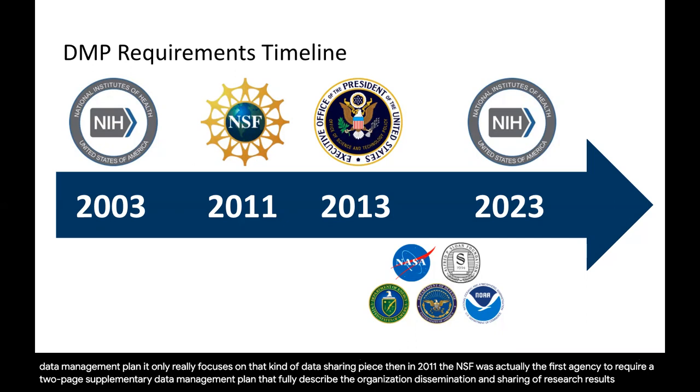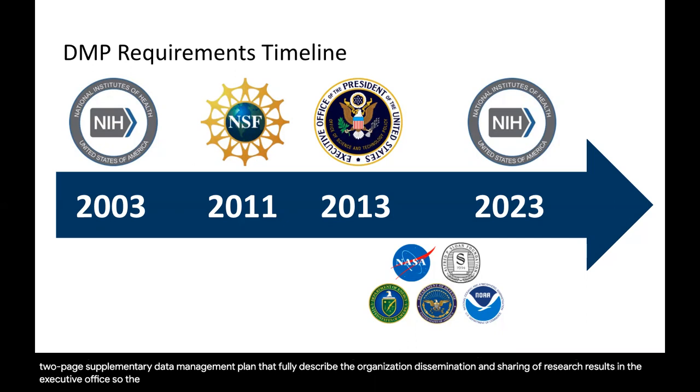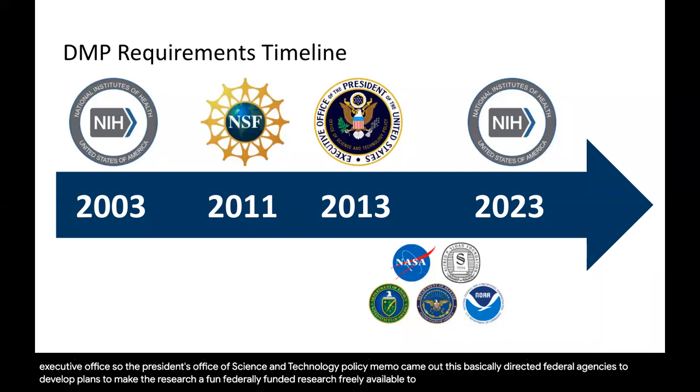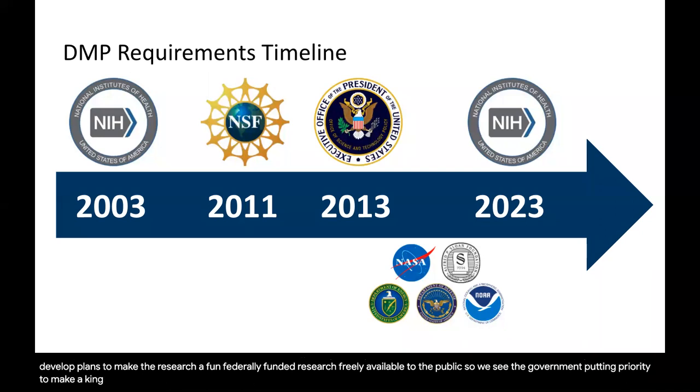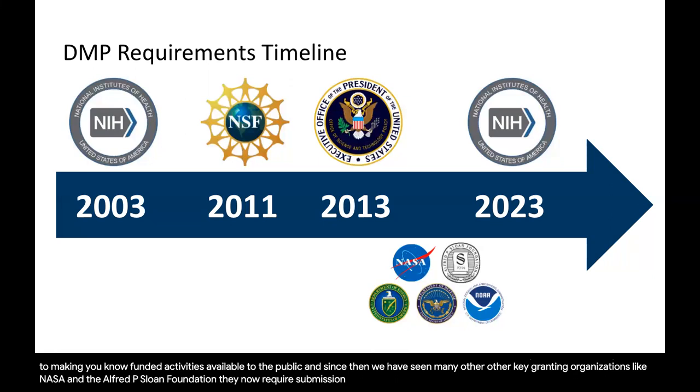In 2013, the Executive Office of the President's Office of Science and Technology Policy memo came out. This basically directed federal agencies to develop plans to make the research of federally funded research freely available to the public. So we see the government putting a priority to making funded activities available to the public. And since then, we have seen many other key granting organizations like NASA and the Alfred P. Sloan Foundation. They now require submitters to include this data management plan as part of their application.